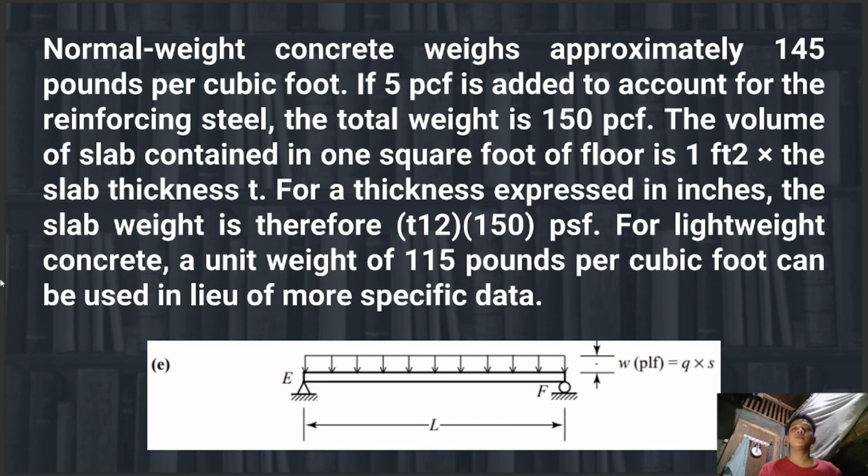So for lightweight concrete, a unit weight of 115 pounds per cubic foot can be used in lieu of more specific data.